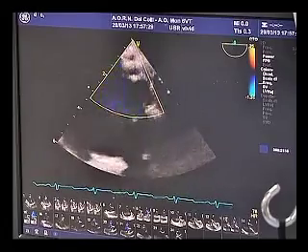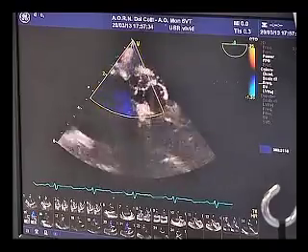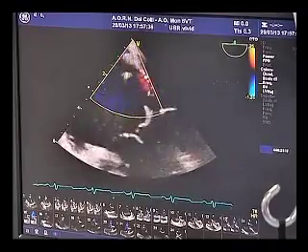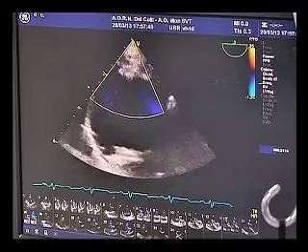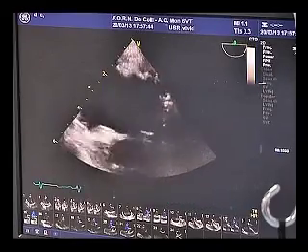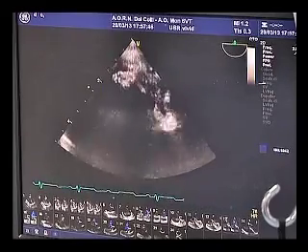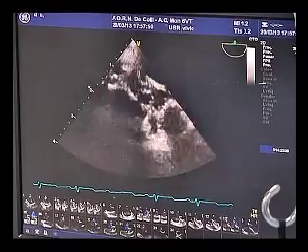So we can decide to put just one device. It seemed very, very far from the balloon during the occlusion, but it may be that the slightly larger device occluded, compressed all the holes, even in the lower part of the septum.